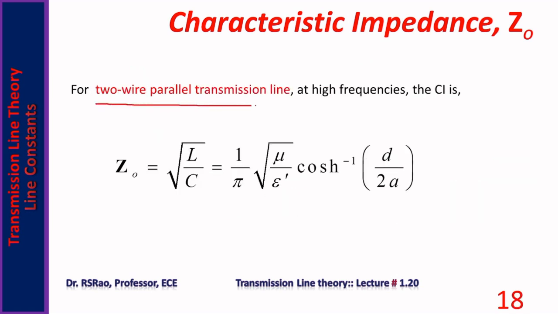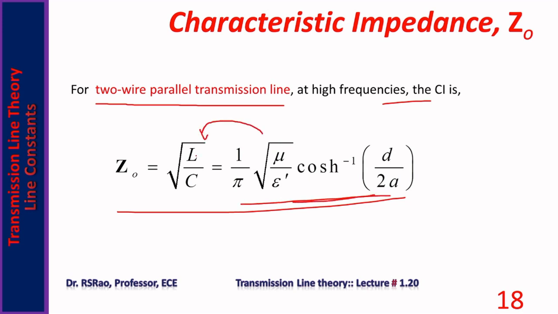Now let us consider the two-wire parallel line. At high frequencies, characteristic impedance is the square root of L by C, equal to 1 by pi root mu by epsilon prime cosh inverse D by 2a. How has this expression come? This expression has come from this expression. How has this expression come?